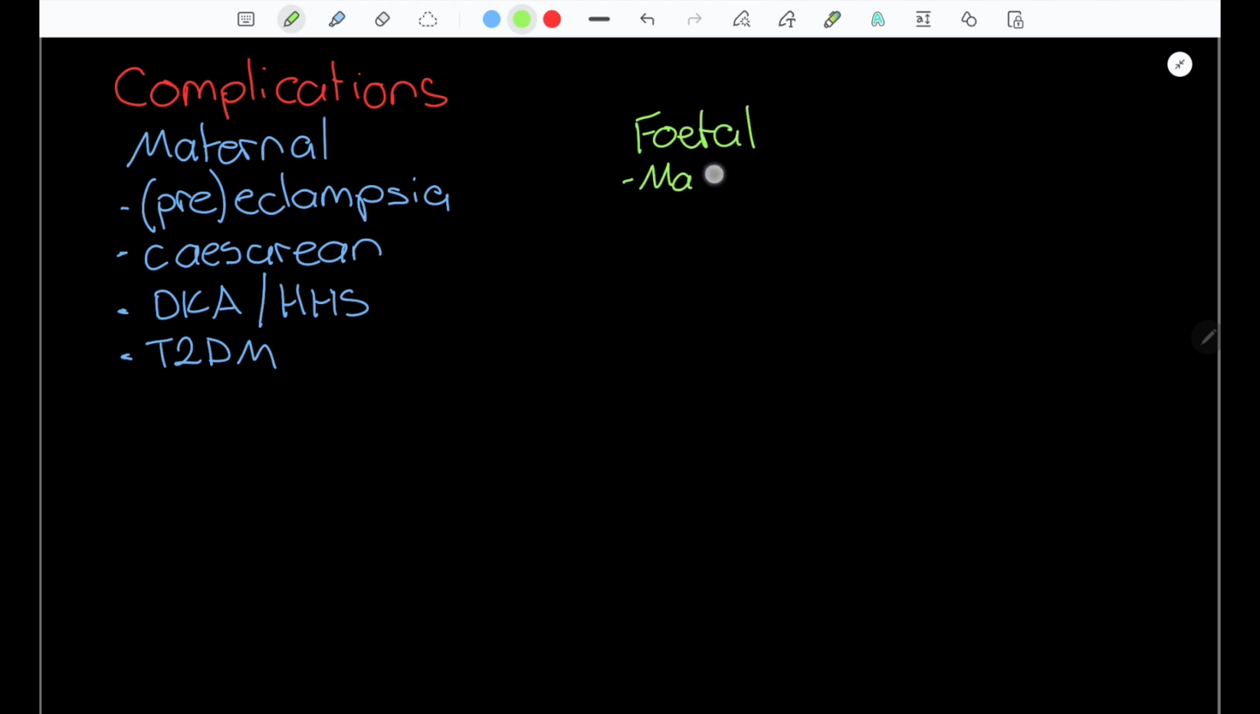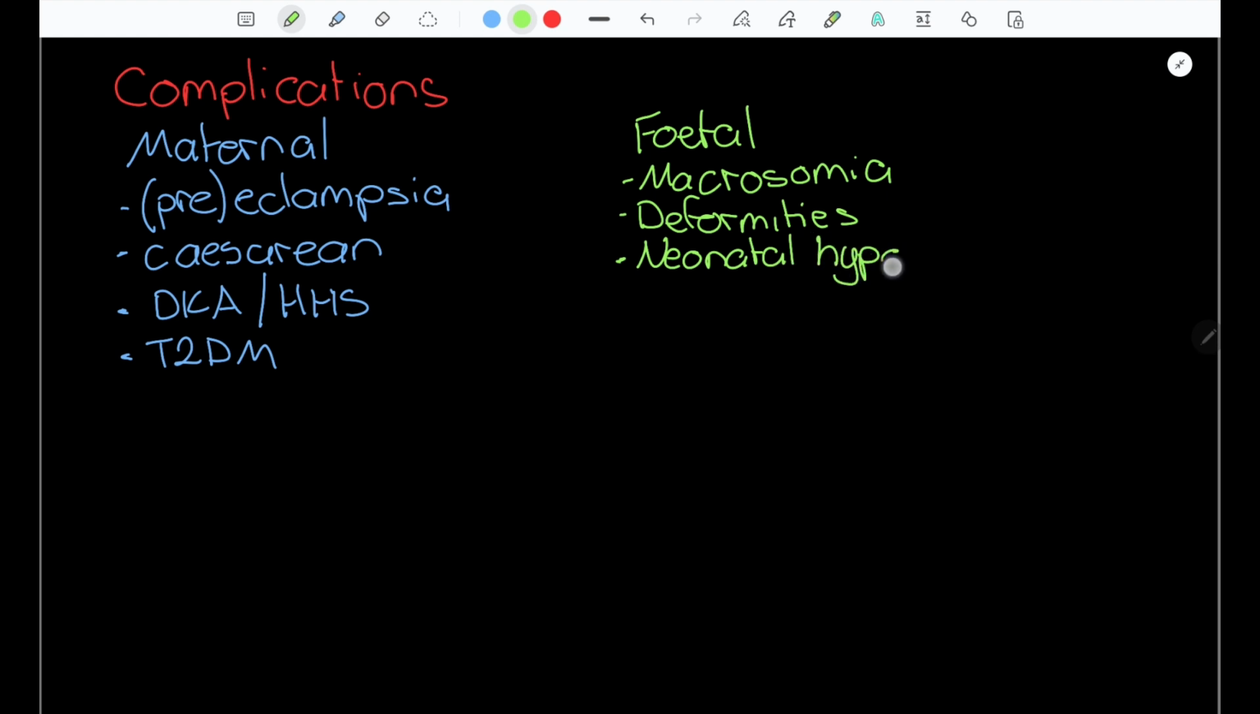Neonatal complications include macrosomia or large birth weight, deformities such as cardiomyopathy or enlargement of the heart, and hypoglycemia post-birth. The newborn has been relying on the high level of glucose from the mum and producing high levels of insulin in response. When the umbilical cord is cut, there's suddenly less glucose, and this creates a mismatch between the glucose and insulin, leading to hypoglycemia.